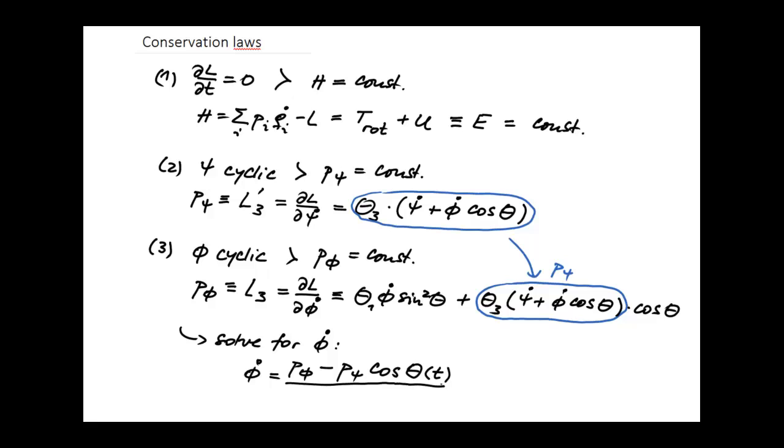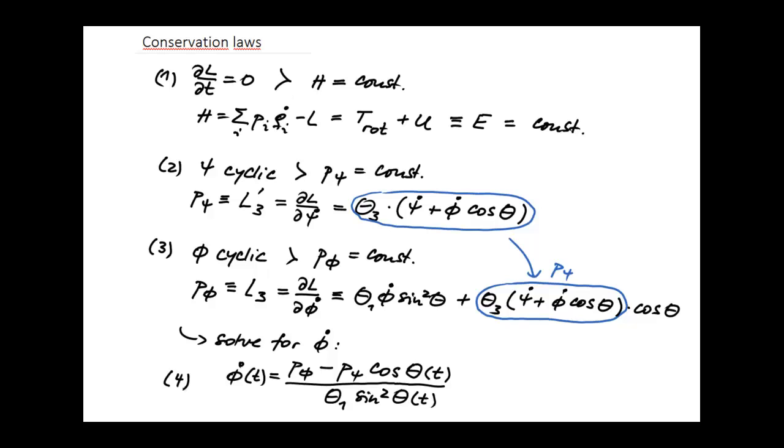Divided by eigenvalue theta 1 sine squared Euler angle theta, which is a function of time. Obviously, this makes the left-hand side a function of time as well. And let me give this equation another number. That's equation number 4.